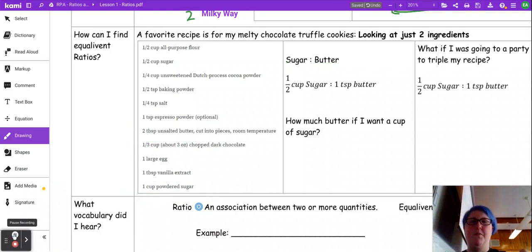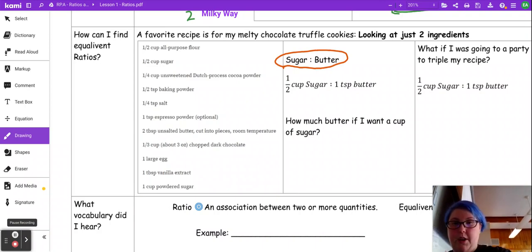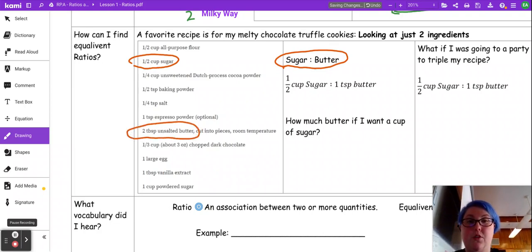All right, so here's one of Mr. Meyer's favorite holiday recipes for these delicious chocolate truffle cookies. We are going to look for our regular sugar and our butter. So we go down the recipe. I see here 1/2 cup of sugar to 2 tablespoons of butter.